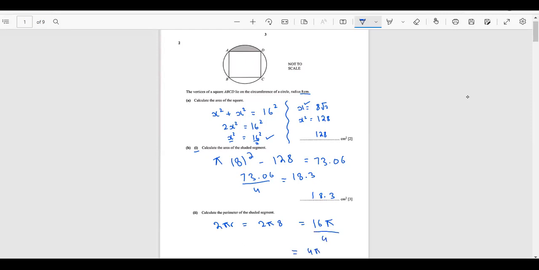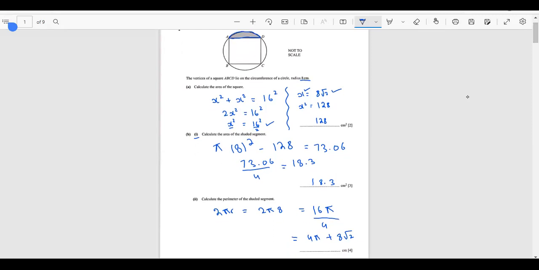We are not done yet. This 4 pi is just giving me this curved boundary. Since we're talking about the perimeter, I need to add this side as well, and that turned out to be 8 under root 2. So this is going to be the complete answer. And once we simplify this, we would get 23.9. So this is going to be your answer.